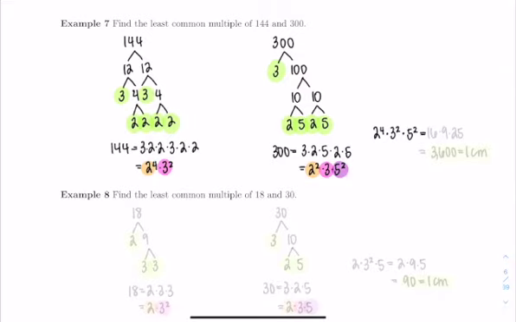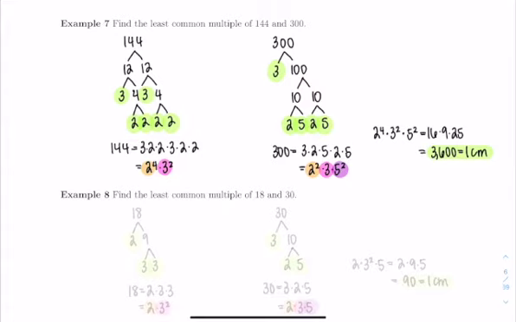Well, 2 to the 4th is 16. 3 squared is 9, and 5 squared is 25. And when I multiply that all together, I end up with 3,600, and that's my least common multiple. So for greatest common divisor, you only took what was common to both and the smallest exponent. For least common multiple, you take all of the factors and raise it to the highest power that's present.